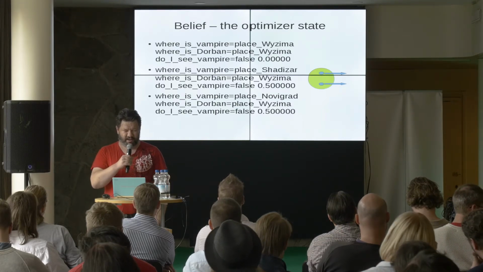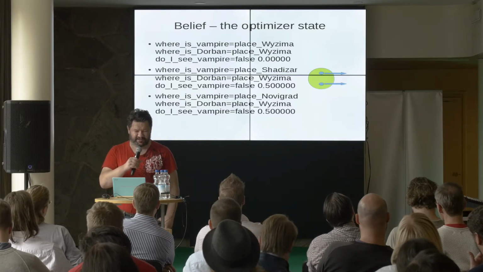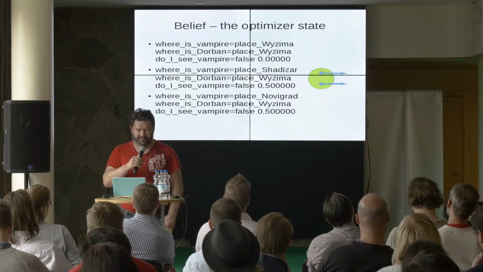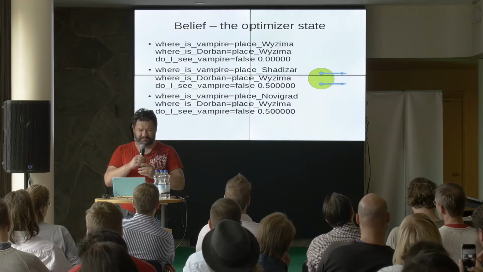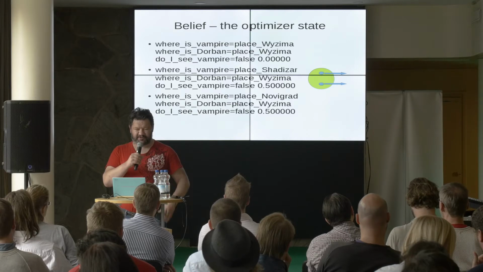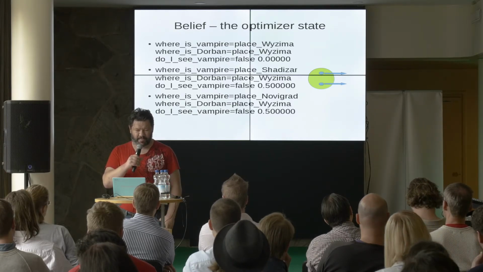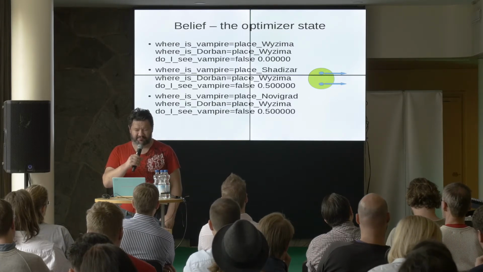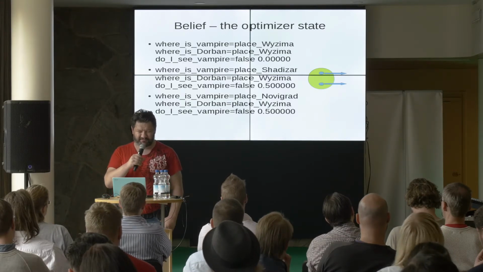A belief. This is an example of a belief. It is a belief that we have when we are Dorban and we enter Vizima and we don't see the vampire. You can see that there are 3 substates here. I call them states in the source code. The first variable is the hidden variable, where is the vampire? And the 2 other variables are input variables, and they don't change. For each of the states, there is a probability value.